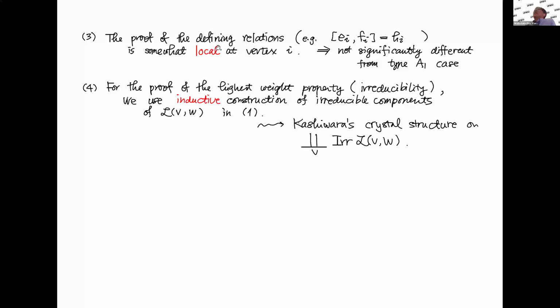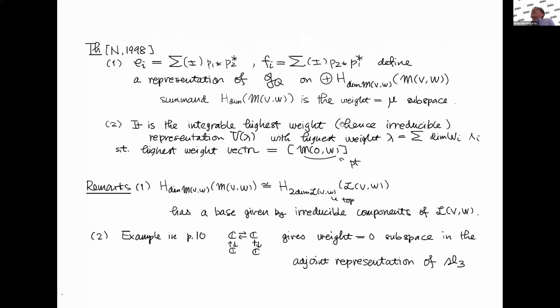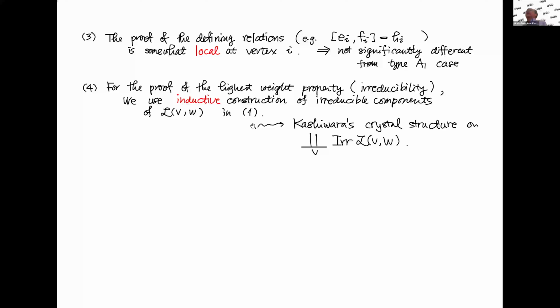So I first check that those operators satisfy the defining relations, and then in the second step, maybe secretly this result is a combination of two statements. One is that this satisfies the defining relation of the Kac-Moody algebra. The second statement is the integrable highest weight property, and this guarantees the irreducibility. So the highest weight property is important, and you must check that.